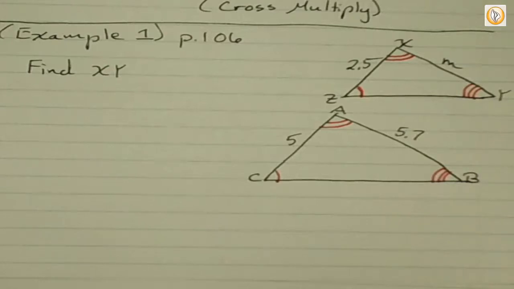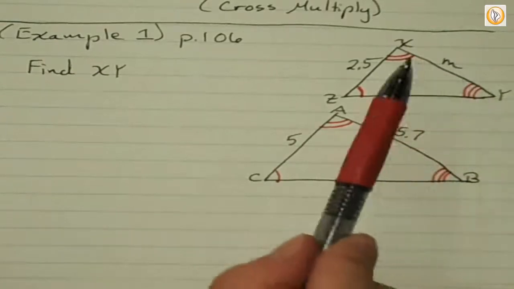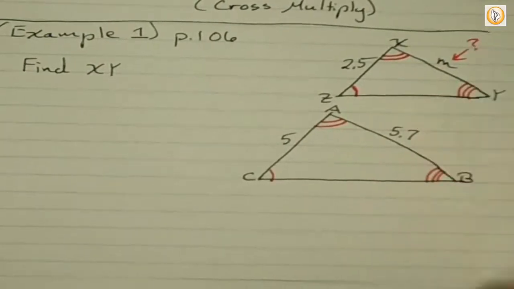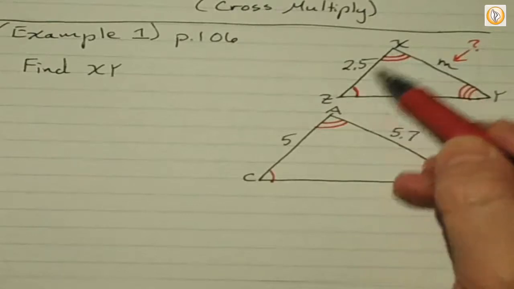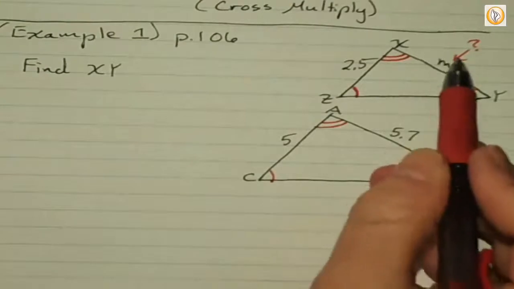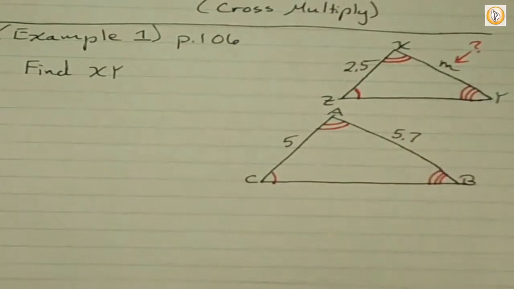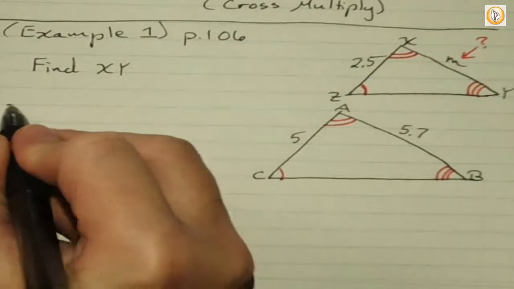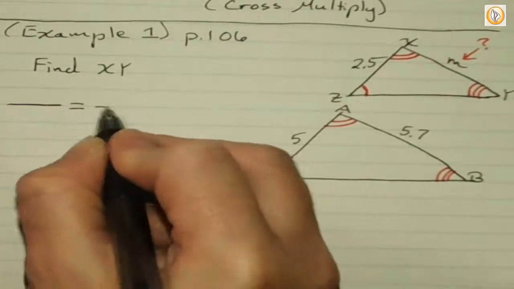Trust me on that. Okay, so they want to know what is the measurement for XY, and they called it M. We don't know what M is. We know this side, and we know this side that goes with that side, but that's it. So, we are going to be setting up a proportion. Y'all did some of this like last year. Okay, so we're going to set up a proportion. It looks like two fractions with an equal sign.